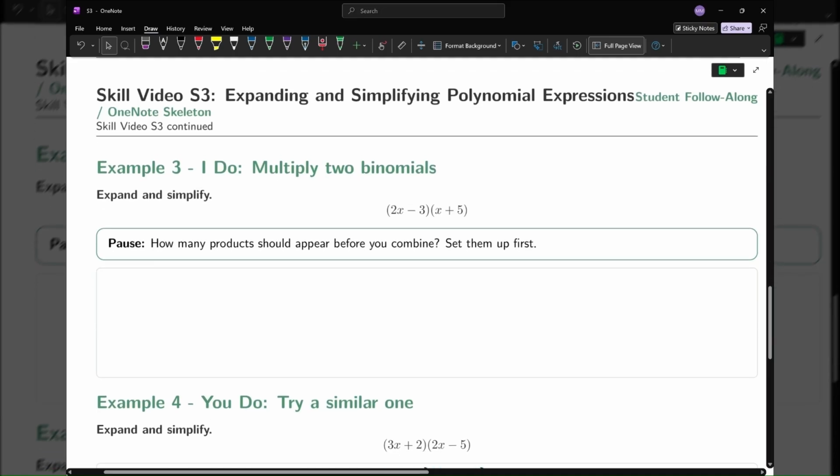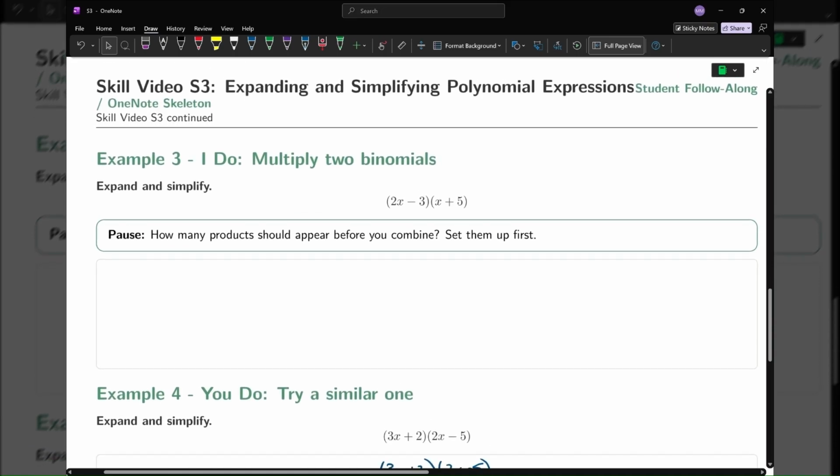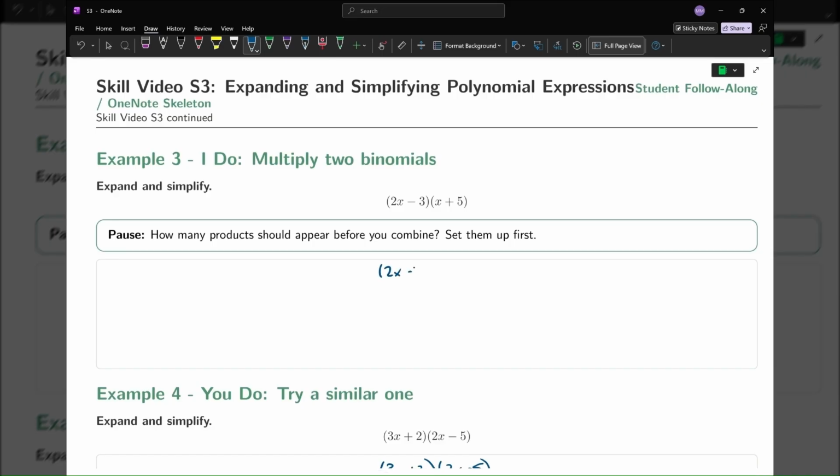So this next one is just multiplying two binomials. Now, we've done this, and again, this is why this is in a skill video. As I set this up, remember, this is really important in factoring because it's how you check any factoring you might doubt. But as I do this, I'm just going to say distributive property. My 2x is going to multiply both terms, and so is my negative 3. So I'm going to say, well, 2x times x is going to be 2x squared.